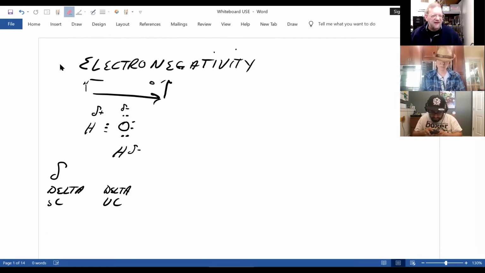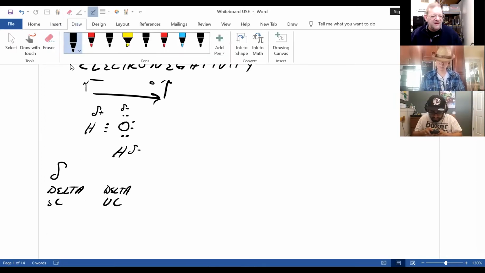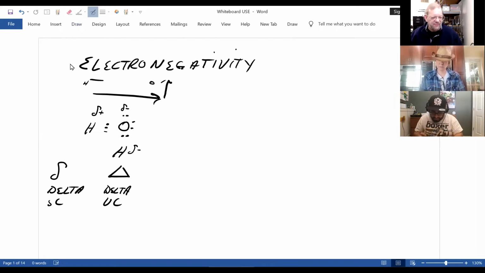Let's do that again. Now I'm happy, that's a better delta. And this in chemistry and a lot of science means difference. This is a regular difference. This means small difference. And that's why we use it here.